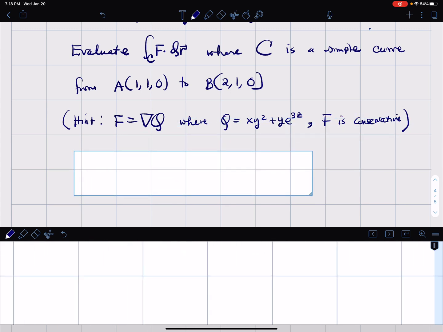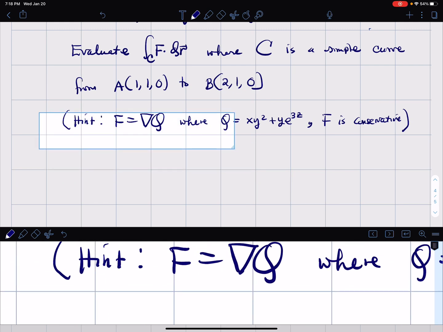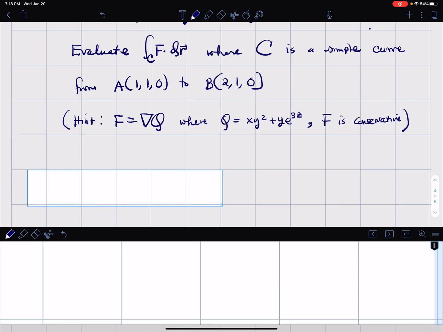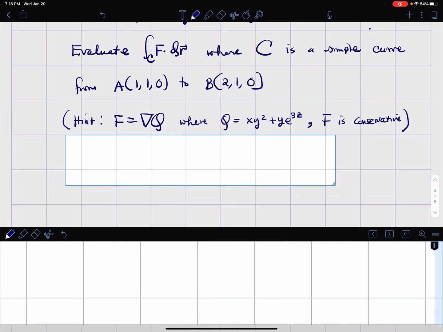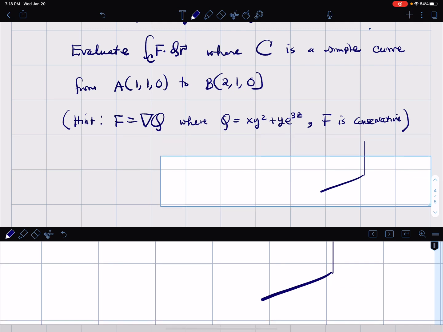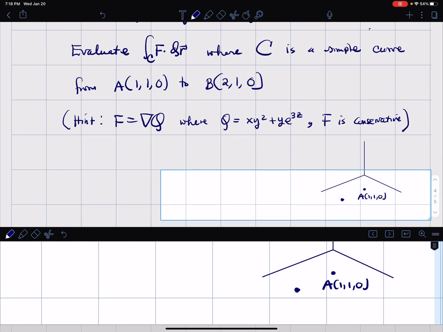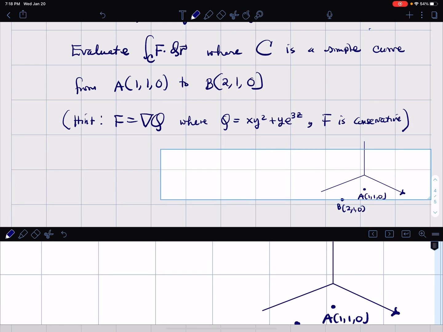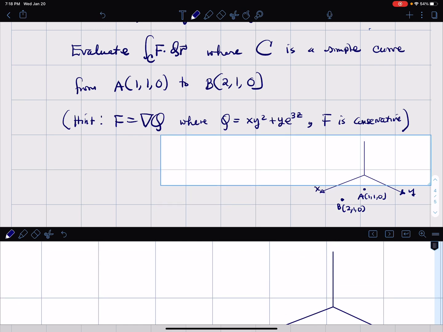So it doesn't matter what the curve is. We are given that C is a simple curve. So we have the point (1, 1, 0). I'm going to draw it somewhere here. That's A, (1, 1, 0), and (2, 1, 0) is somewhere here. That's B. This is our y-axis, and this is our x-axis, and that's our z-axis.